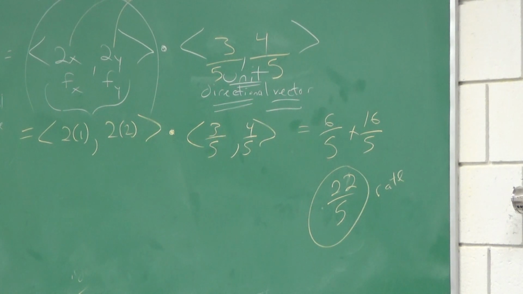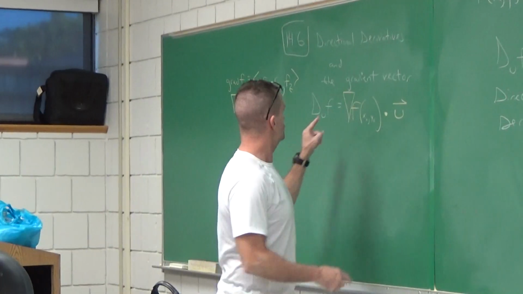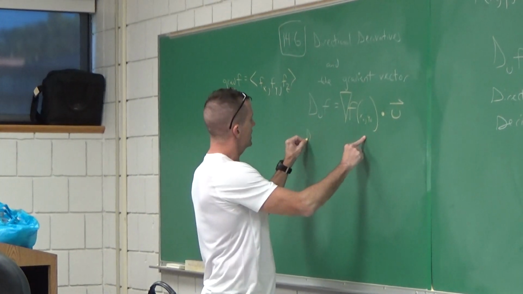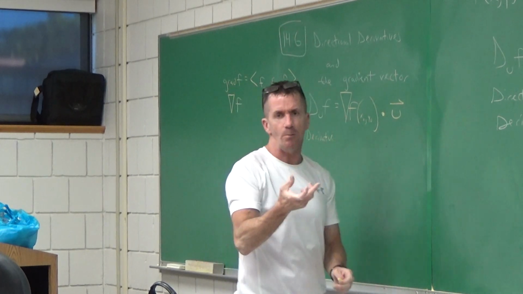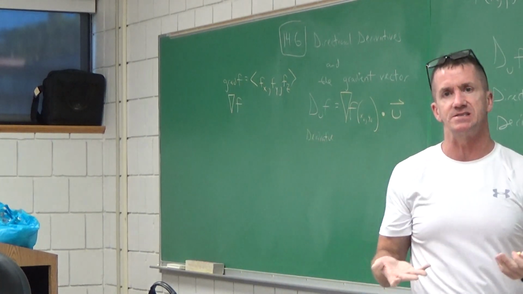So, is the directional derivative a vector or just a scalar? Directional derivative is a scalar. Always a scalar. It means derivative. Always think of that word derivative. This right here, think, it is a derivative. And a derivative is a slope or a rate of change, so it has to be a scalar.